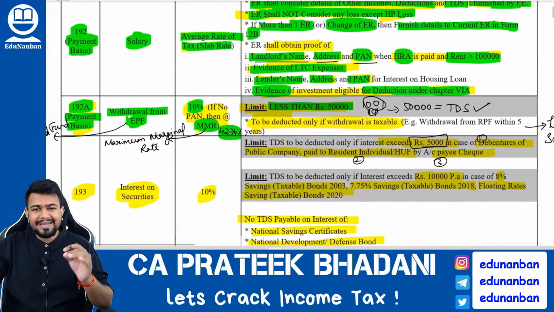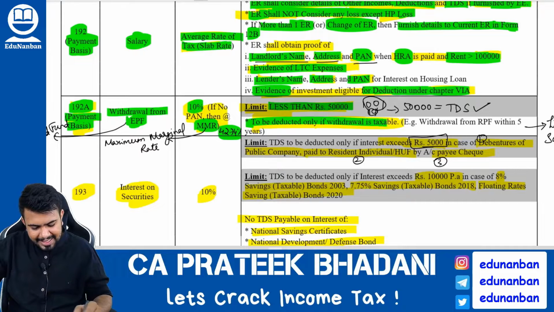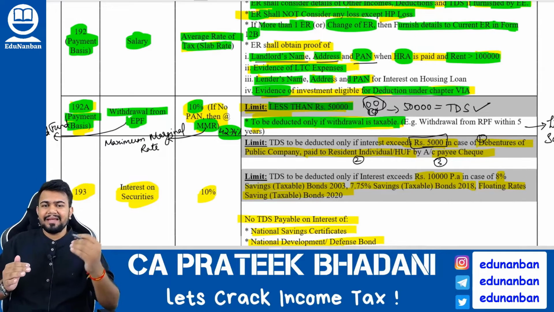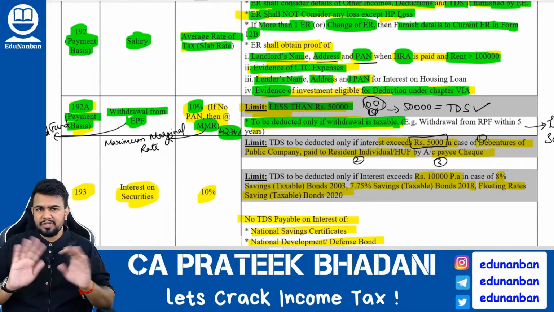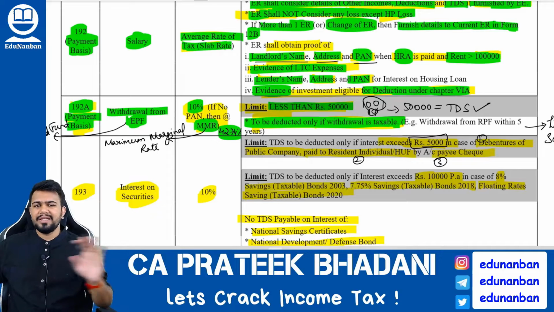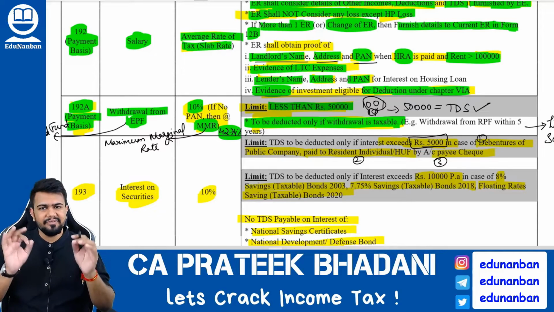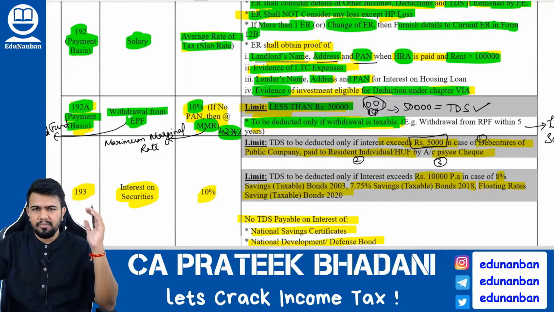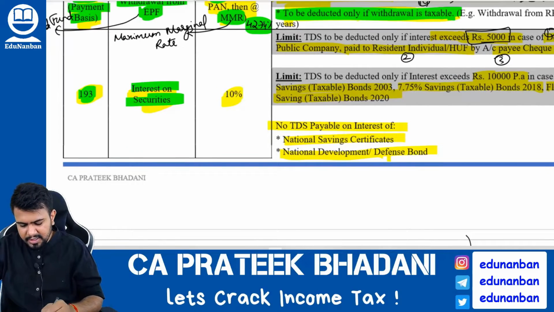Next, TDS will be deducted for 192A only if the withdrawal is taxable. So if the withdrawal is not taxable, for example, in recognized provident fund, if the withdrawal is made after 5-year period, then it is not taxable. In such case, no TDS will be deducted. However, if the withdrawal is taxable, then the TDS will be deducted at 10% on the amount of 50,000 or more.